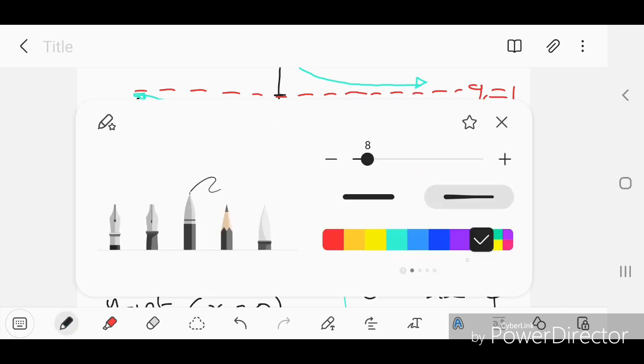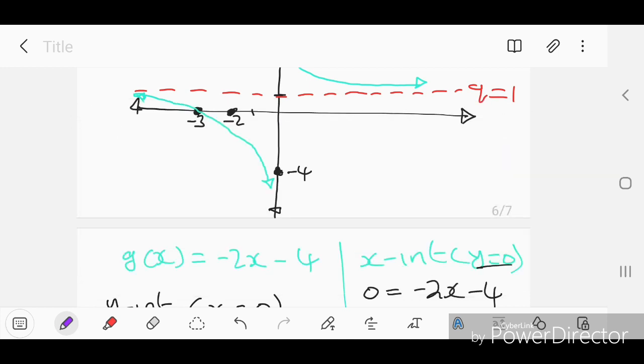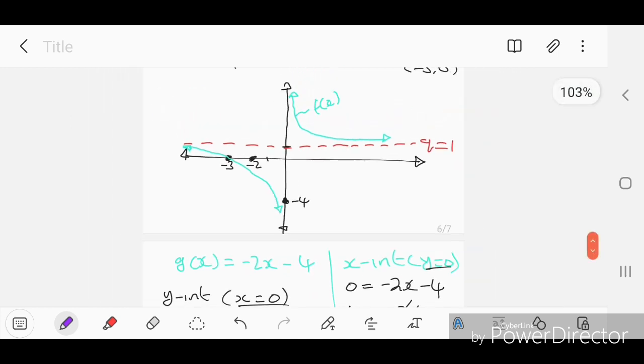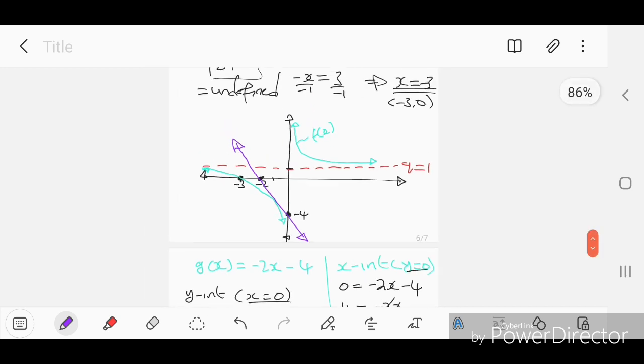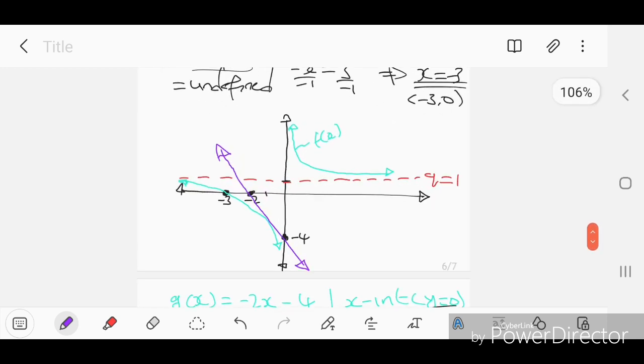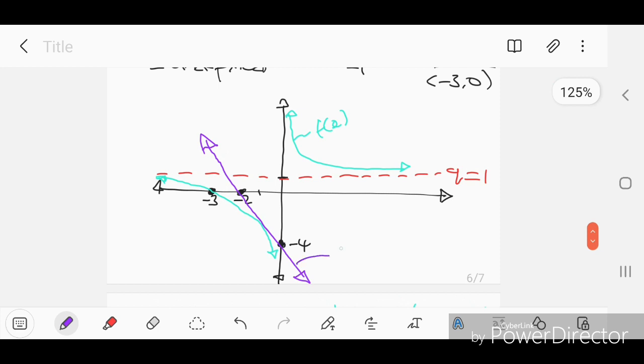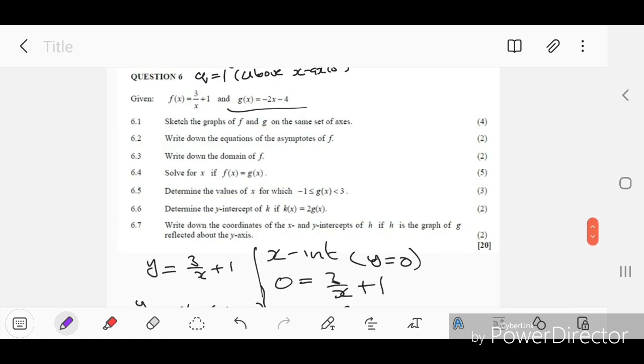And then I plot it. You just take your ruler and connect the two dots. You connect the two dots, then you are done. So I've plotted the two functions. This is g of x. I've plotted the two functions on the same set of axes.